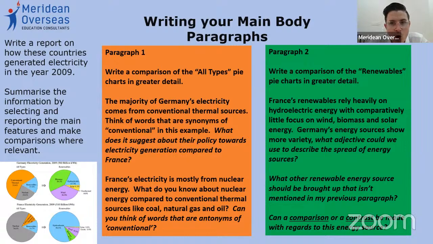Paragraph 2, I'm going to focus more on the renewables. France's renewables rely heavily on hydroelectric energy, with little focus on wind, biomass, and solar energy. Germany's energy sources show more variety. So keep thinking about what adjective we could use to describe the spread of the energy sources. Think back to that first task. What's a good word that we can use to describe when something has a lot of variety? And also, what other renewable energy source should be brought up that isn't mentioned in my previous paragraph? I did talk about this briefly, but it could easily be missed. This, the 5th renewable energy.